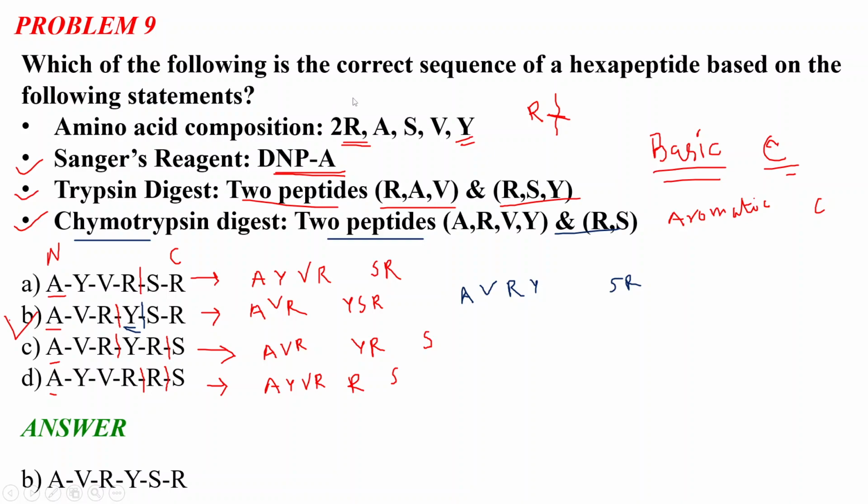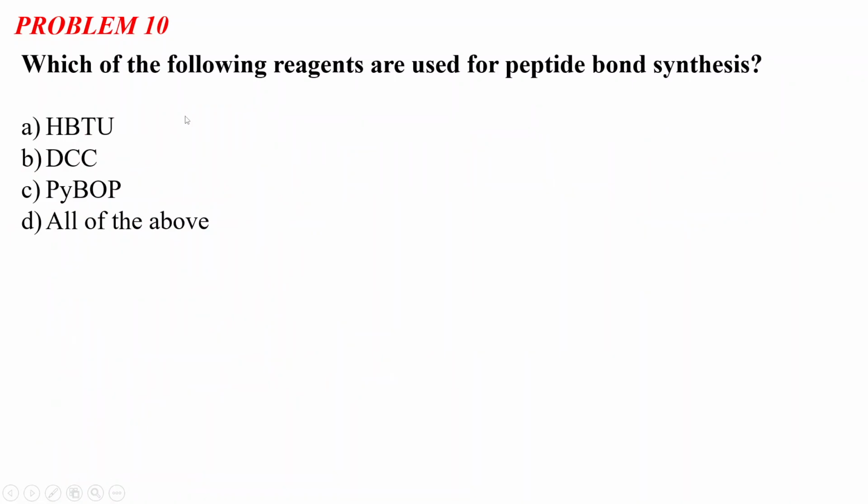Now moving toward the next question. It is saying: which of the following reagents are used for peptide bond synthesis? So the options are HBTU, DCC, PyBOP, and all of the above.